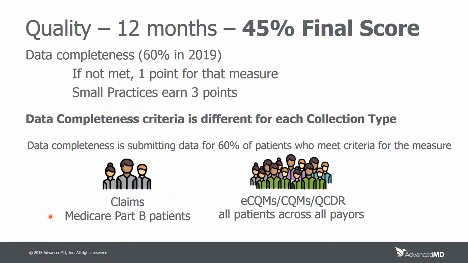Okay? So data completeness also takes into account that it's different depending on the collection type. So if you are doing claims, that population, it's only looking at your Medicare Part B patients. It's not looking at your Medicare Advantage. It's looking at your Medicare Part B, your Railroad Medicare, and your Medicare as the secondary. Those are the three Medicares that it's looking at. If you're doing your EHR, your eCQMs, your CQMs, your QCDRs, it's all patients across all payers.